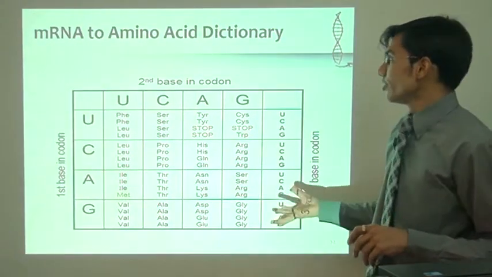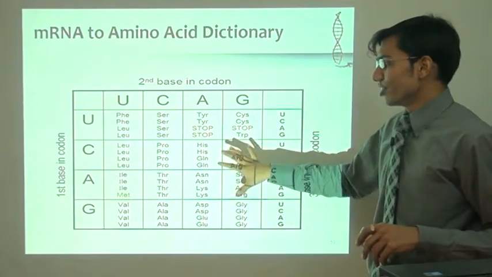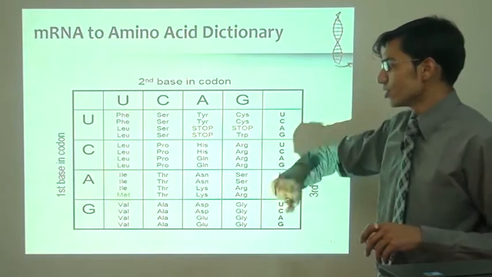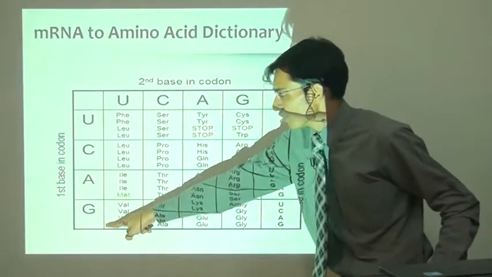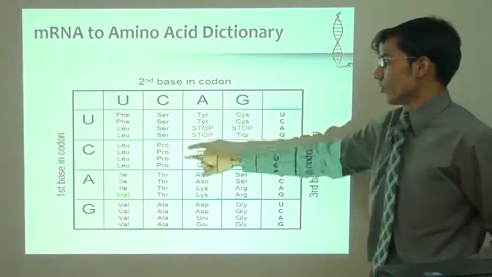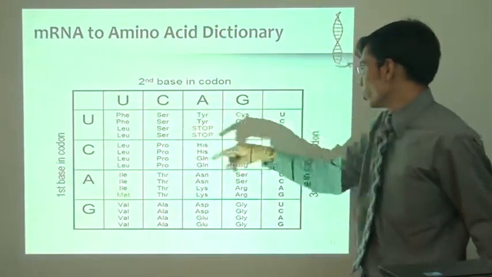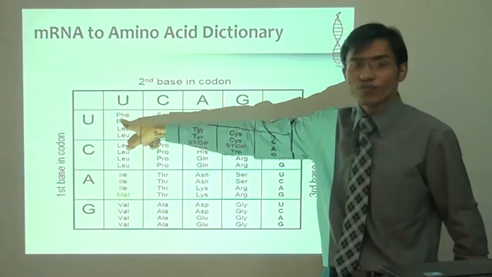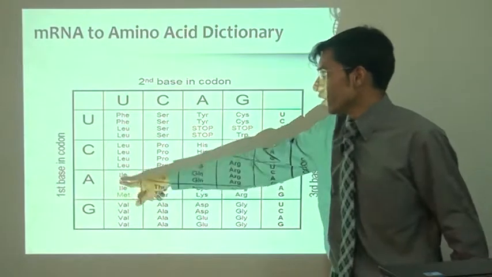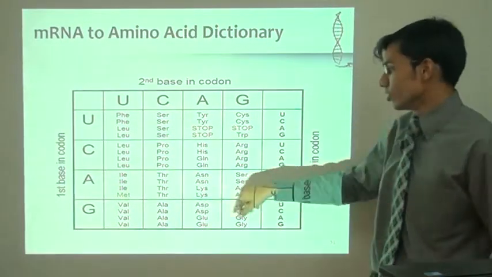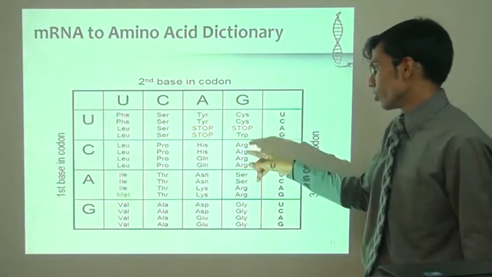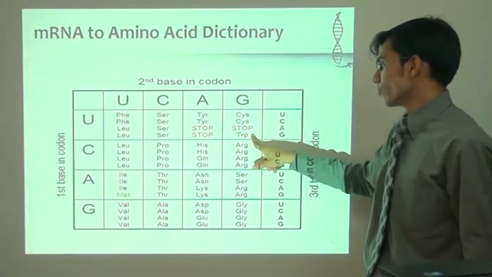mRNA to amino acid dictionary. This dictionary is basically showing a 3 base pair codon system, in which there is a first base in codon, second base in codon, and third base in codon. If the first one is U, second one is U, and third one is U, it will code for phenylalanine amino acid. Similarly, green one, A, U and G, which codes for methionine, which is the start codon for every translation, right? And there are 3 stop codons, which are shown in red.